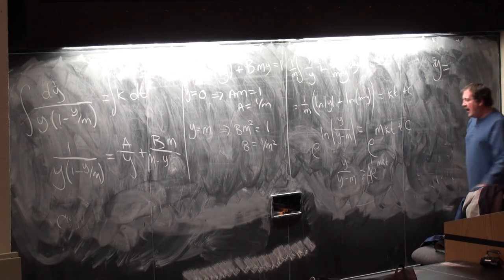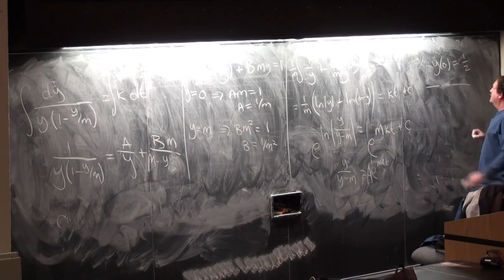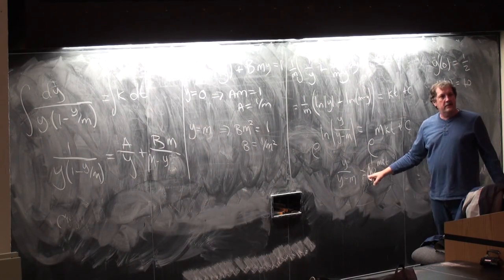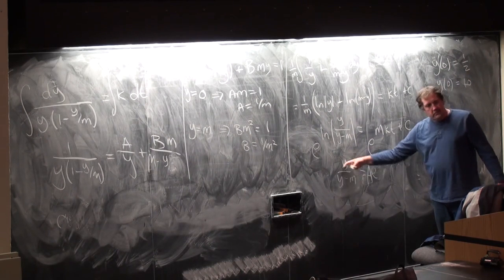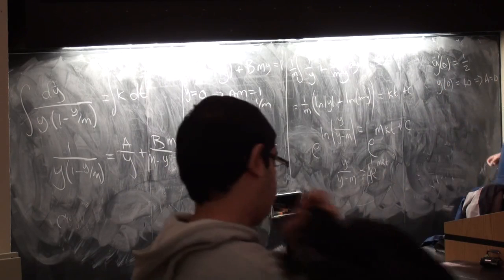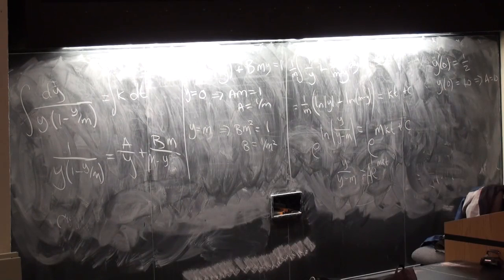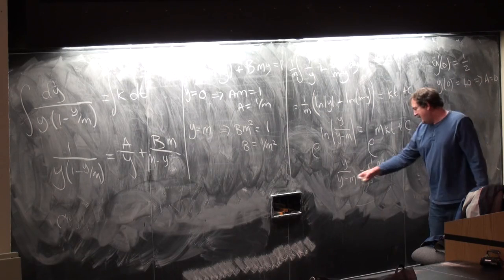Okay, so now we know y prime of 0 is a half, and y of 0 is 10. So y of 0 is 10 tells me that a is 10, right? Because I have t equals 0. And y prime of 0 is a half. Well, I guess I've got to solve for y first. So solve it for y. You really want me to do this? It's just algebra.